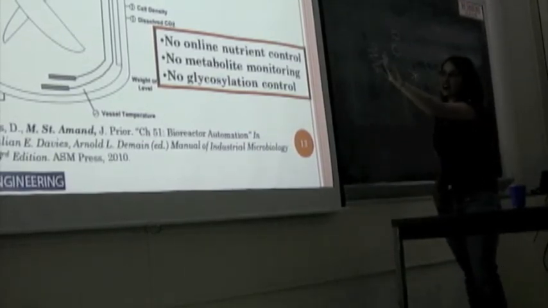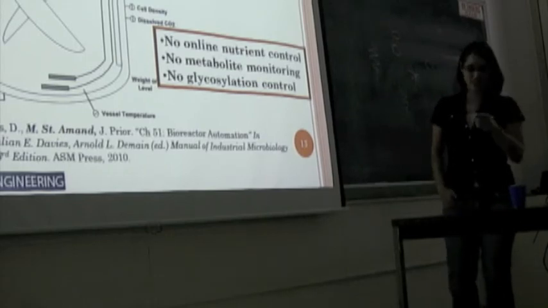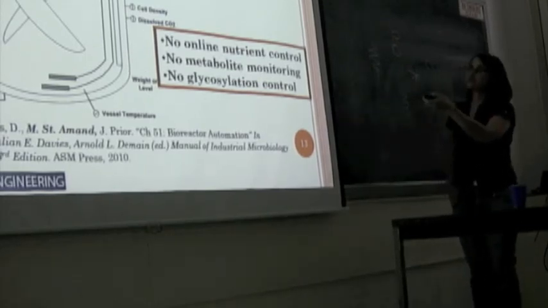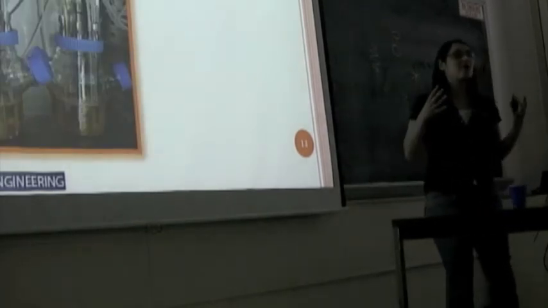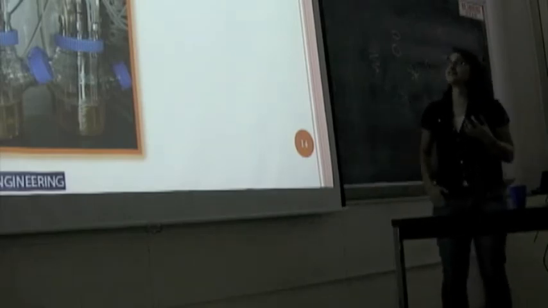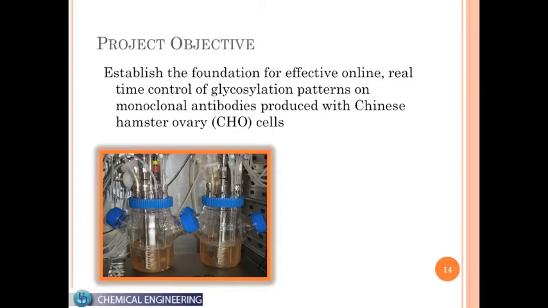So that's the state of the art for bioreactors before I started with my research. So my project goal is to establish the foundation for effective online real-time controlled glycosylation patterns in monoclonal antibodies produced with Chinese hamster ovary cells. Chinese hamster ovary cells, they're basically just the workhorse for the biopharmaceutical industry. It's a specific type of cell, not really all that important for today.